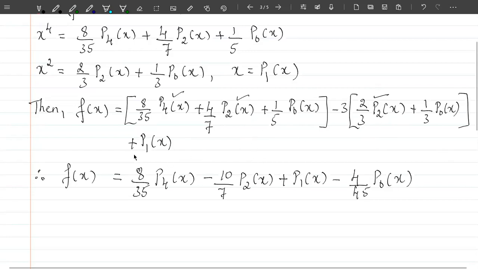Then for p1 of x, of course you have only one term, the last term here. So directly write that. And for p naught of x, you have two terms. One term is here, 1 by 5. And one more term is this one, minus 3 into plus 1 by 3. So 3 and 3 will cancel. You get minus 1 into p naught of x. So combining these two, I get minus 4 by 45 p naught of x.